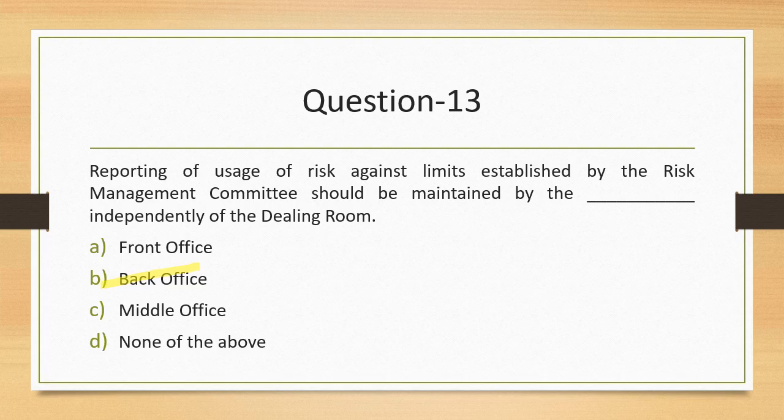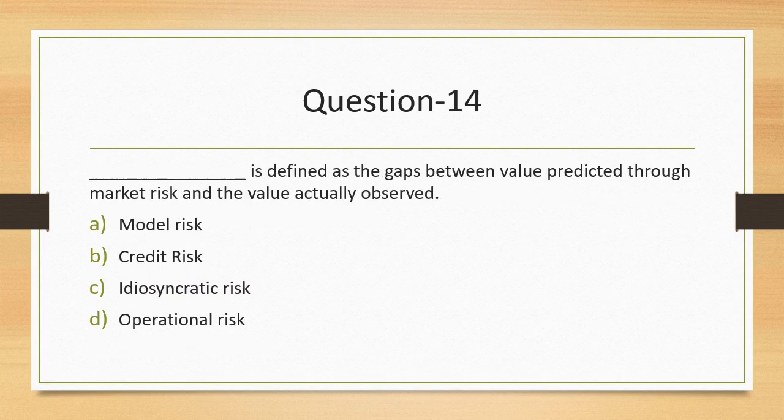maintained by back office. Dash dash dash is defined as the gaps between value predicted through market risk and value actually observed. Well, this is what we call the model risk. Model risk means the model that you have built to predict the risk, or to observe the risk, how much of difference that you find actually between what you predicted and what was observed. That is what we will call the model risk.